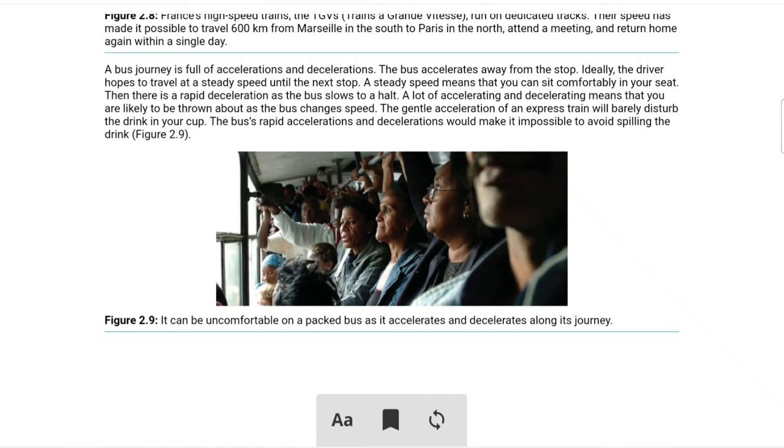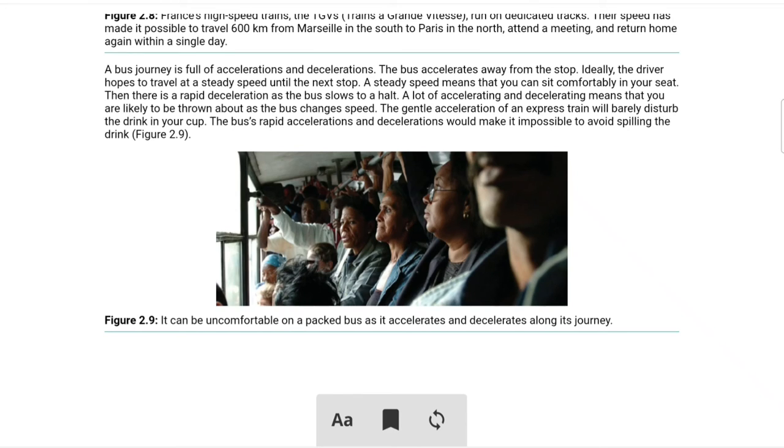So the bus accelerates away from the stop. Ideally the driver hopes to travel at a steady speed until the next stop. പക്ഷെ അത് ഒരിക്കലും പോസിബിൾ അല്ല. ട്രാഫിക് ഉള്ളതുകൊണ്ട് ത്രൂ ഔട്ട് ഒരു സ്റ്റഡി സ്പീഡ് നമുക്ക് ഒരിക്കലും പോകാനായിട്ട് പറ്റില്ല. So a steady speed means that you cannot sit comfortably in your seat. Then there is a rapid deceleration as the bus slows to a halt.